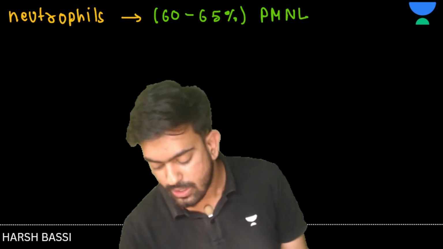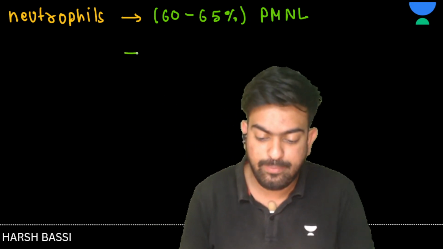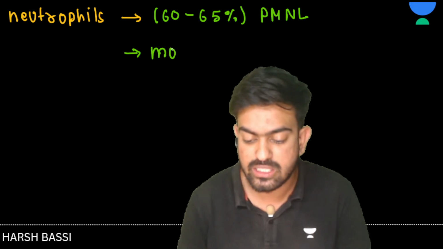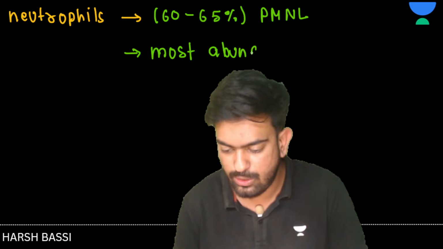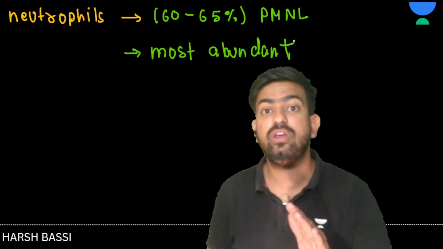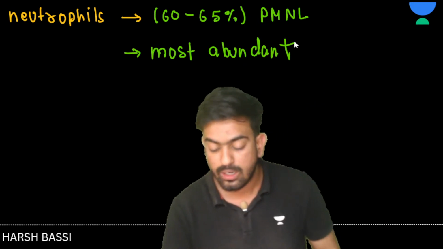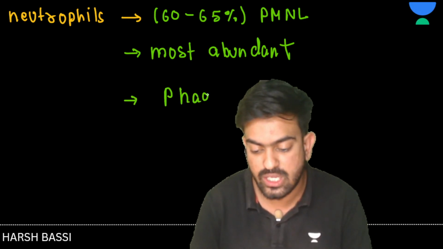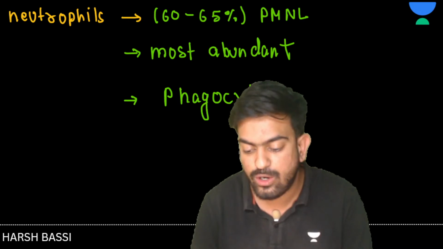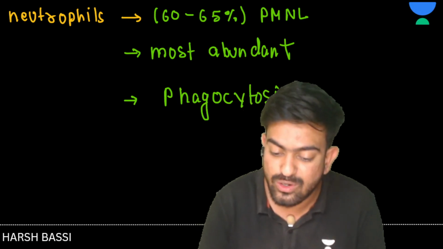Okay, chalo. This neutrophil is the most abundant WBC in our body. Right? What does it do, sir? It does phagocytosis. Now what is phagocytosis, sir?